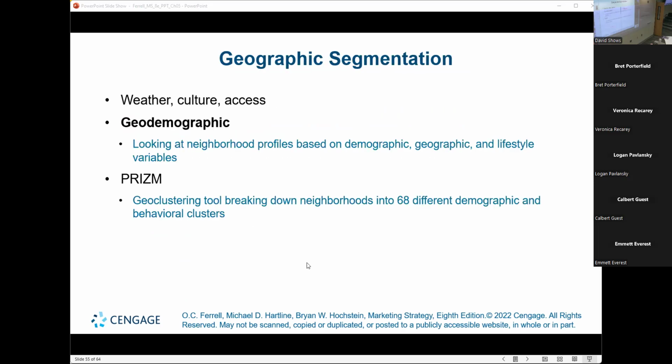And then finally, the way is called geographic, but we look at it in what's called geodemographic, okay? There's a concept known as geoclustering.